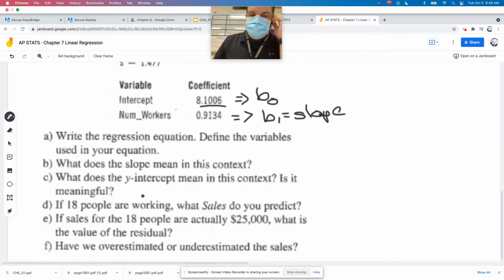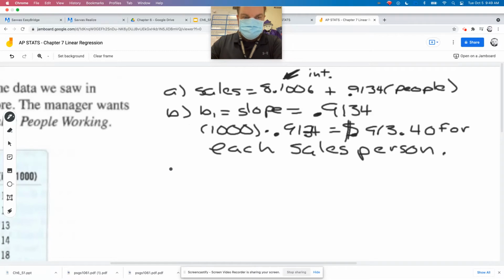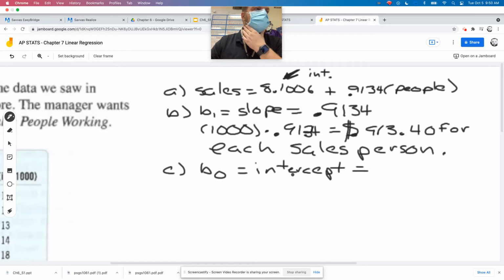Part C says, what does the Y-intercept mean in the context? So for part C, it's B naught, which is the intercept, and that's the prediction that you would make when you have no salespeople. Now, no means 0 salespeople. You'll still make money even if you don't have salespeople.